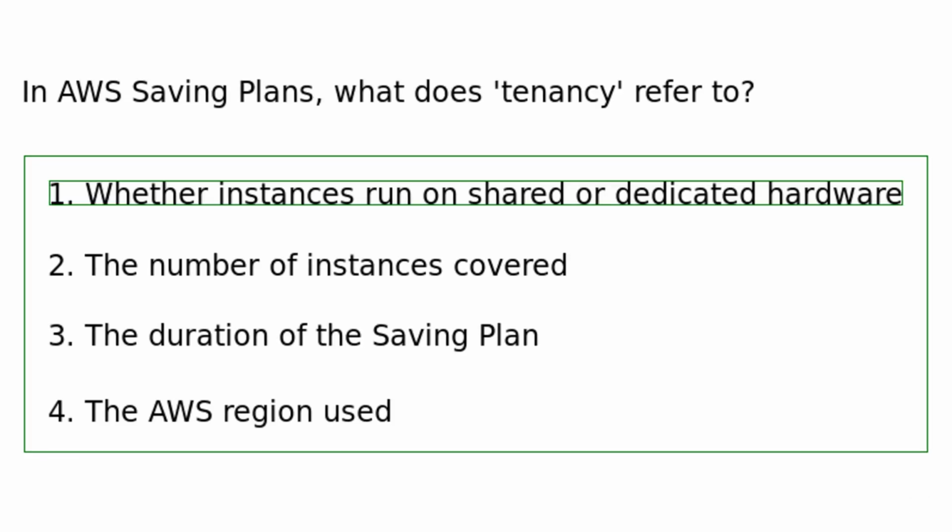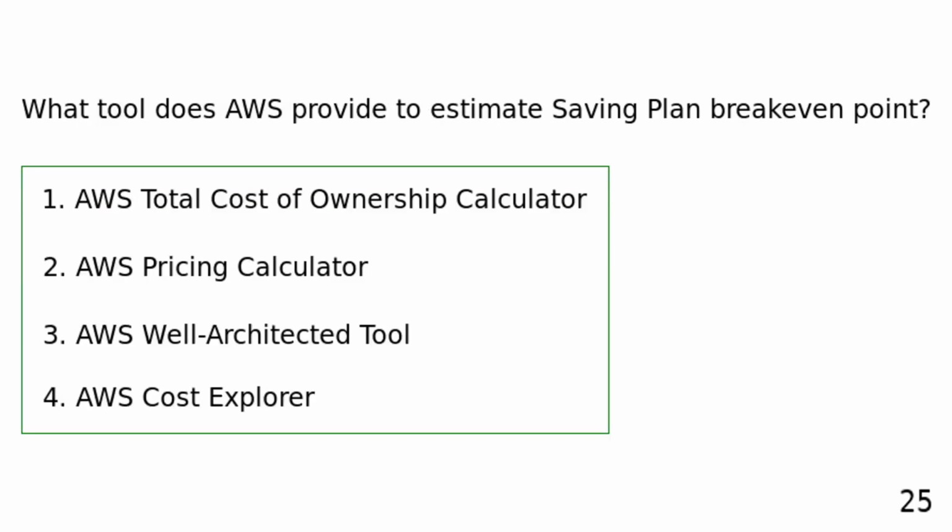In the context of EC2 instance saving plans, tenancy refers to whether the instances run on shared hardware or single-tenant dedicated hardware. What tool does AWS provide to estimate saving plan break-even point? AWS Total Cost of Ownership Calculator. AWS Pricing Calculator. AWS Well-Architected Tool. AWS Cost Explorer.